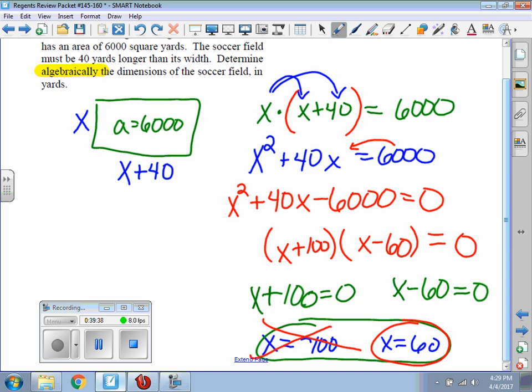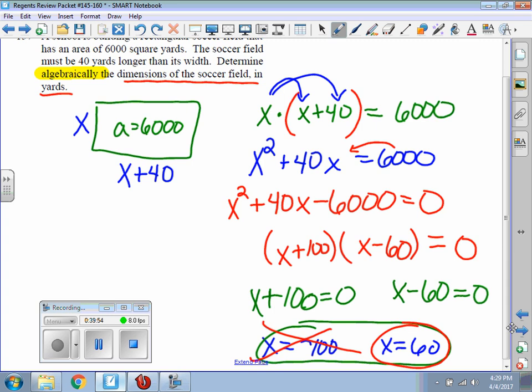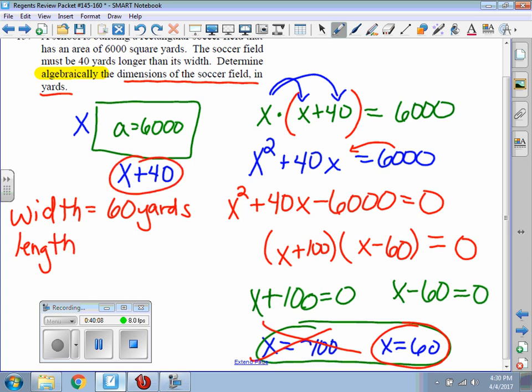Have we answered what the problem wanted us to answer? Did it want to know what is the width? Well, it says, determine algebraically the dimensions of the soccer field in yards. If we figured out X, we've only figured out the width. So we can say that the width is 60 yards, because it wanted to know yards. The length came from x plus 40. So 60 plus 40 is 100 yards. Now we have answered the question.